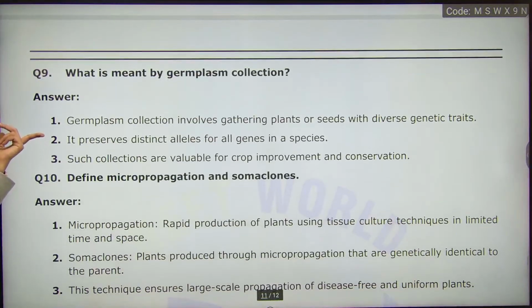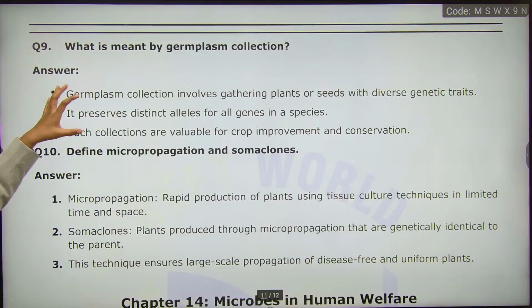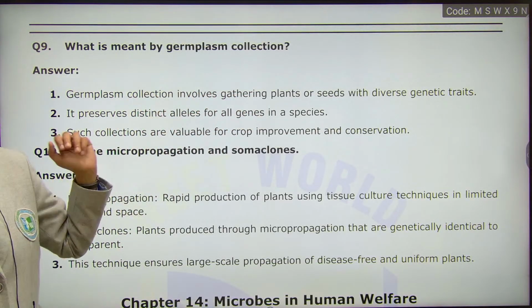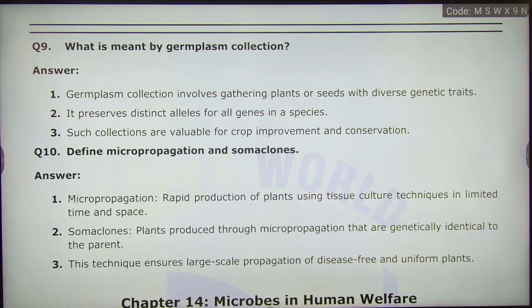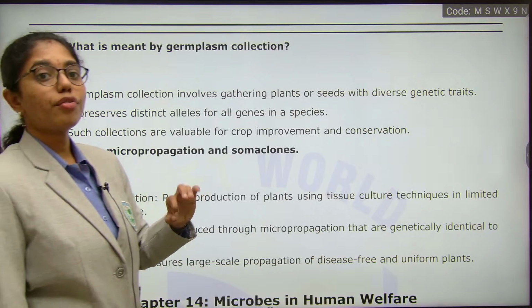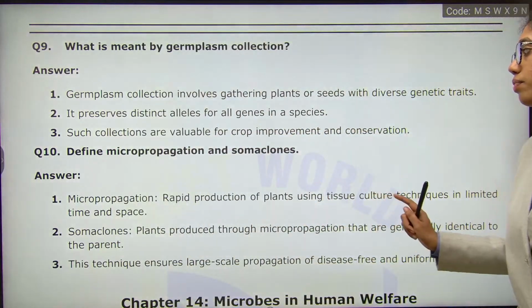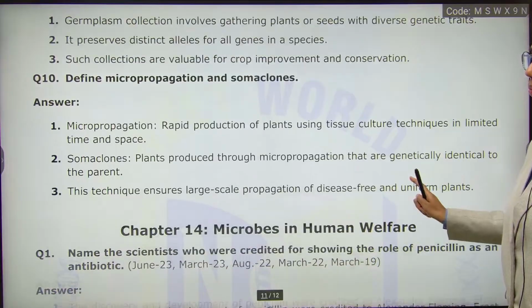What is meant by germplasm collection? Germplasm collection will involve gathering plant seeds with diverse genetic traits. It will preserve distinct alleles of all genes in a species. Such collections are valuable for crop improvement and conservation.